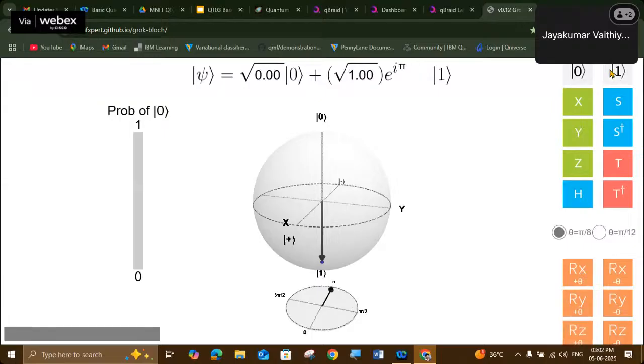So click 1, apply Ry gate. Now you can see the physical change.